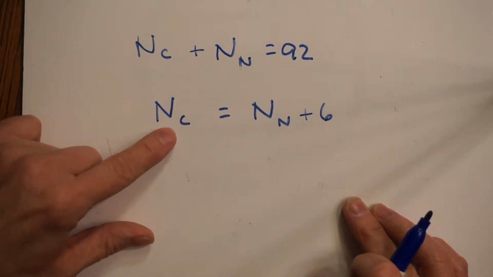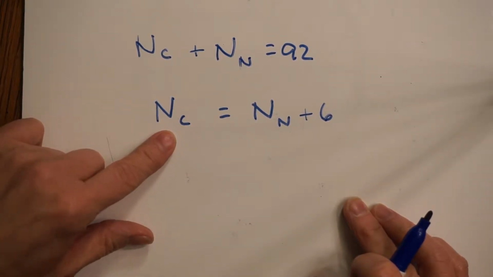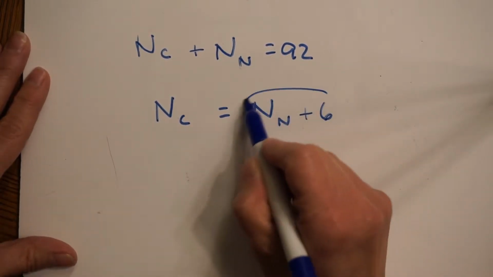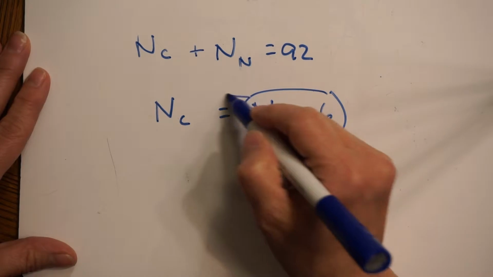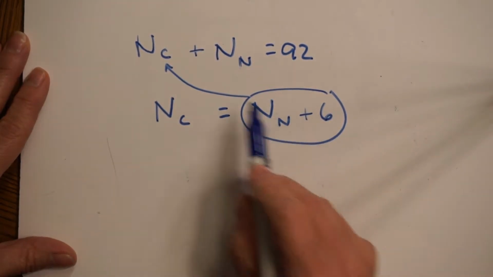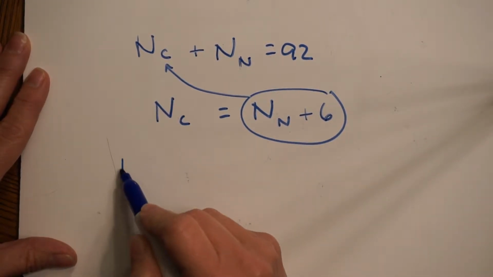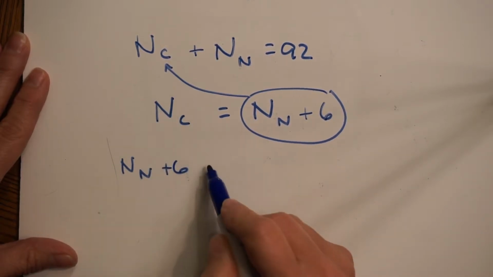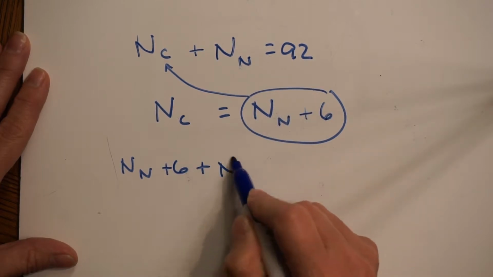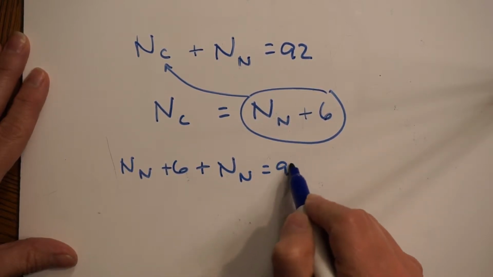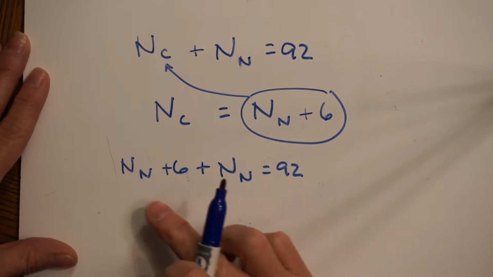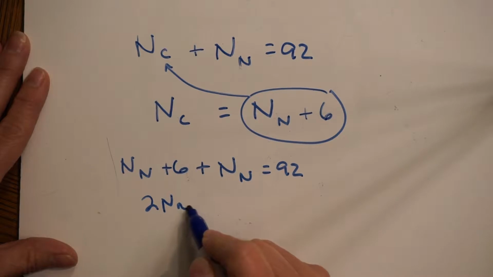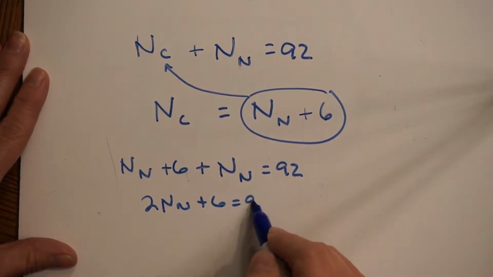This is already solved for one variable, so in this case, I think I would use substitution. So I would just substitute this, which is equal to NC, wherever there was an NC. So I'm going to put that in where the NC was. So I have NN plus 6, because that was NC, plus now the rest of this, NN equals 92. Then I'm going to combine my like terms. I have NN plus NN, so that's going to be 2NN plus 6 is equal to 92.